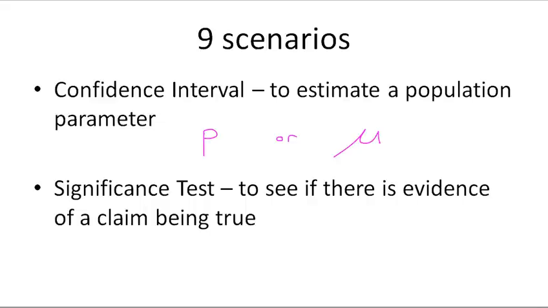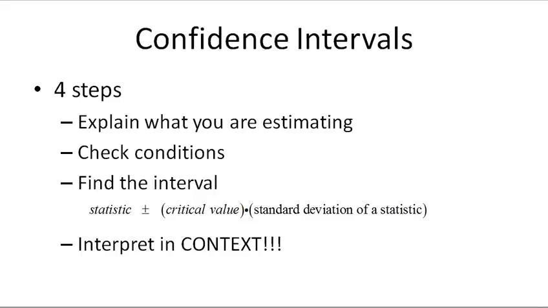A significance test is where somebody tells us that they know the truth, or that they think they know the truth, and we want to see if there's evidence to claim something otherwise. And this is where we need the hypothesis, the null, and the alternative, and all that fun stuff that we've learned about as well. All right, now let's briefly remind you of what a confidence interval is all about.